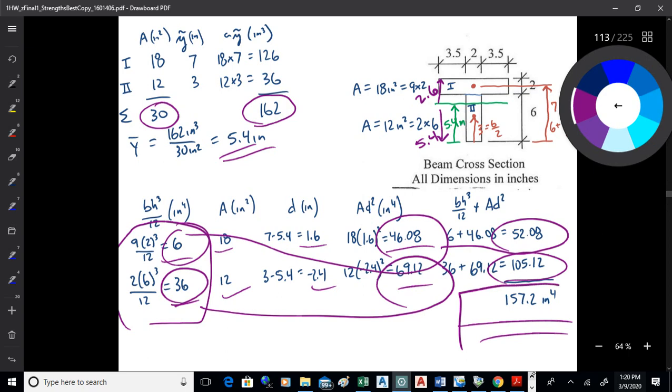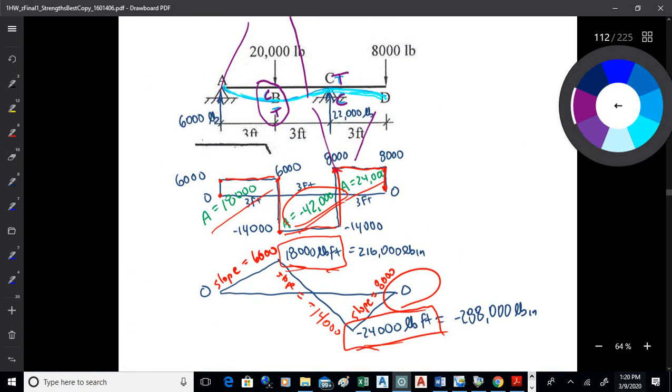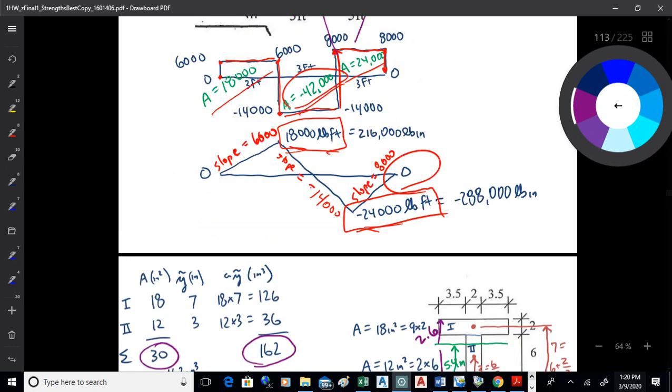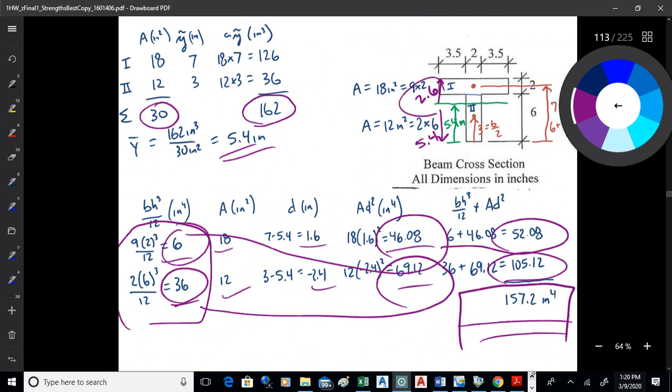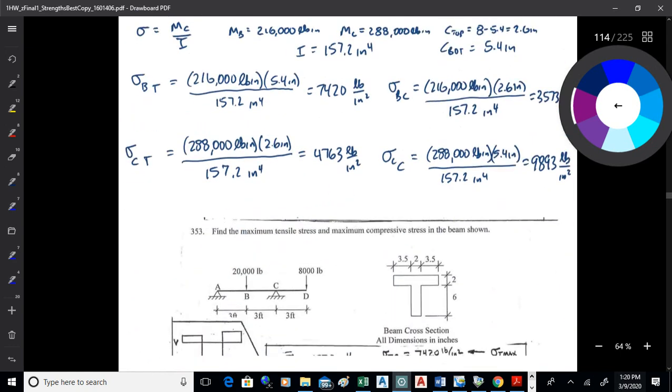So now what we've got at the moment, which we found earlier, right there. Two of them actually, one at B, the other one at C. And then we've got the two C values up and down to the top and bottom of the beam from the neutral axis, and then you've got I. So you just combine them. Now, there's a few things going on here. The moments vary depending on which point you're at. At B, it's 216,000, and at C, it's 288,000.